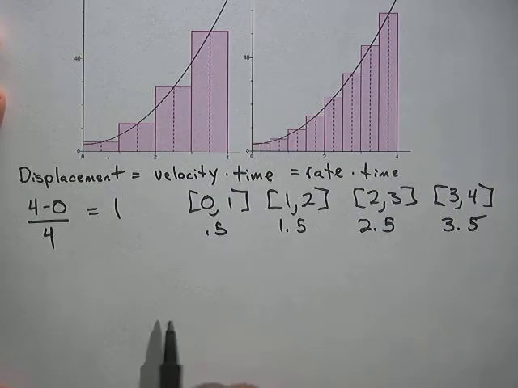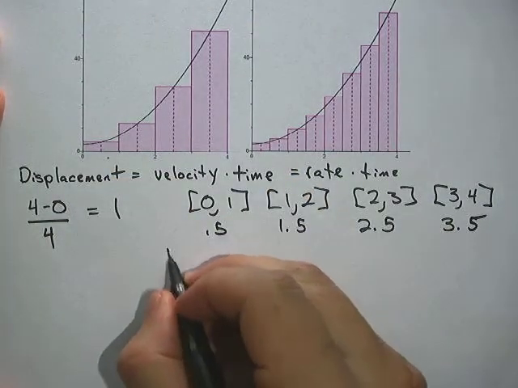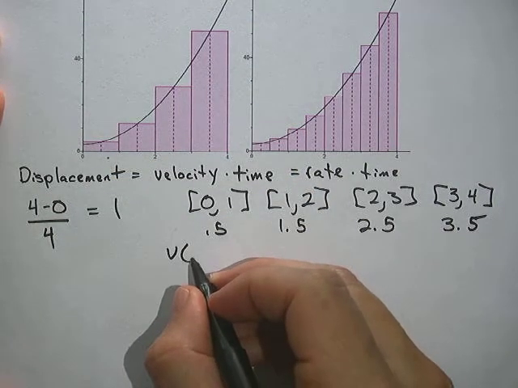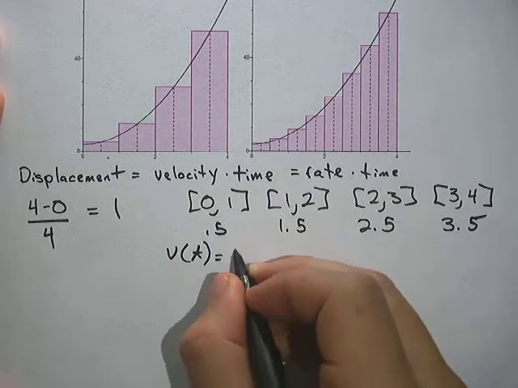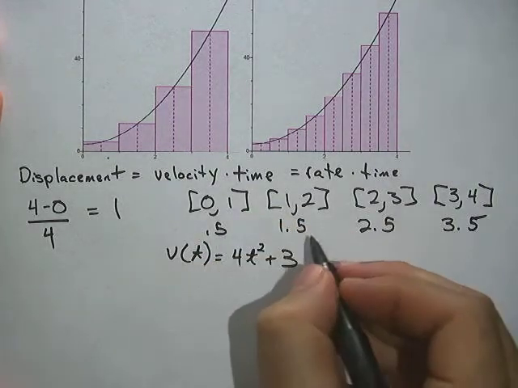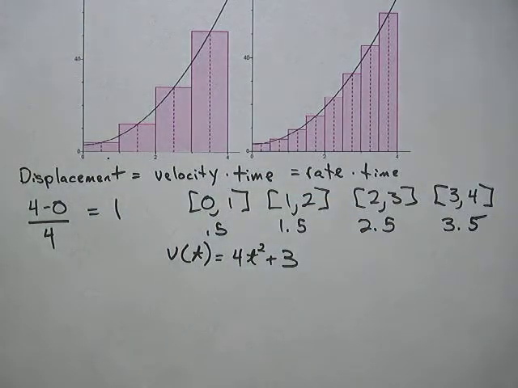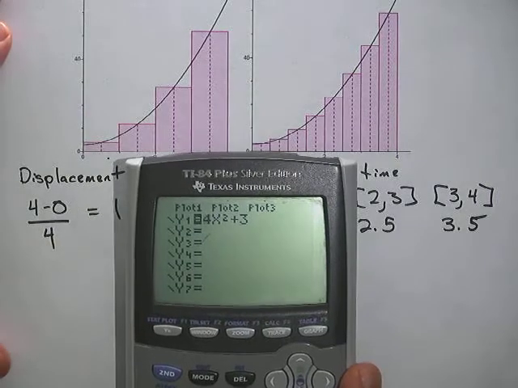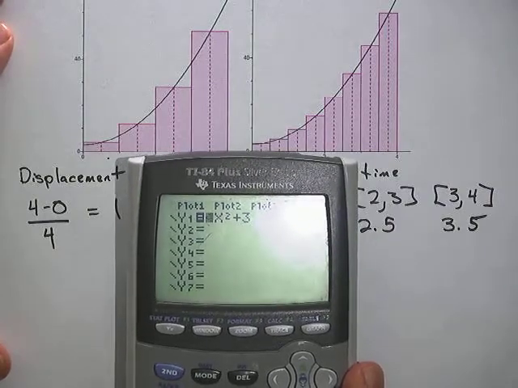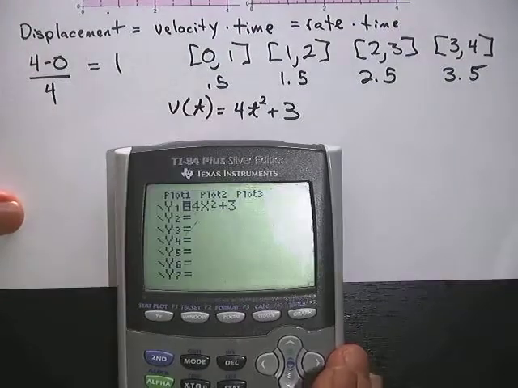Okay, so to figure out the actual dotted line, we have to plug that into the function, which is 4t squared plus 3. We plug in 0.5 and we get this dotted line. We plug in 1.5, we get that dotted line. To make that a little easier on ourselves, let's go to the calculator and type in the y equals 4x squared plus 3 instead of 4t squared plus 3.